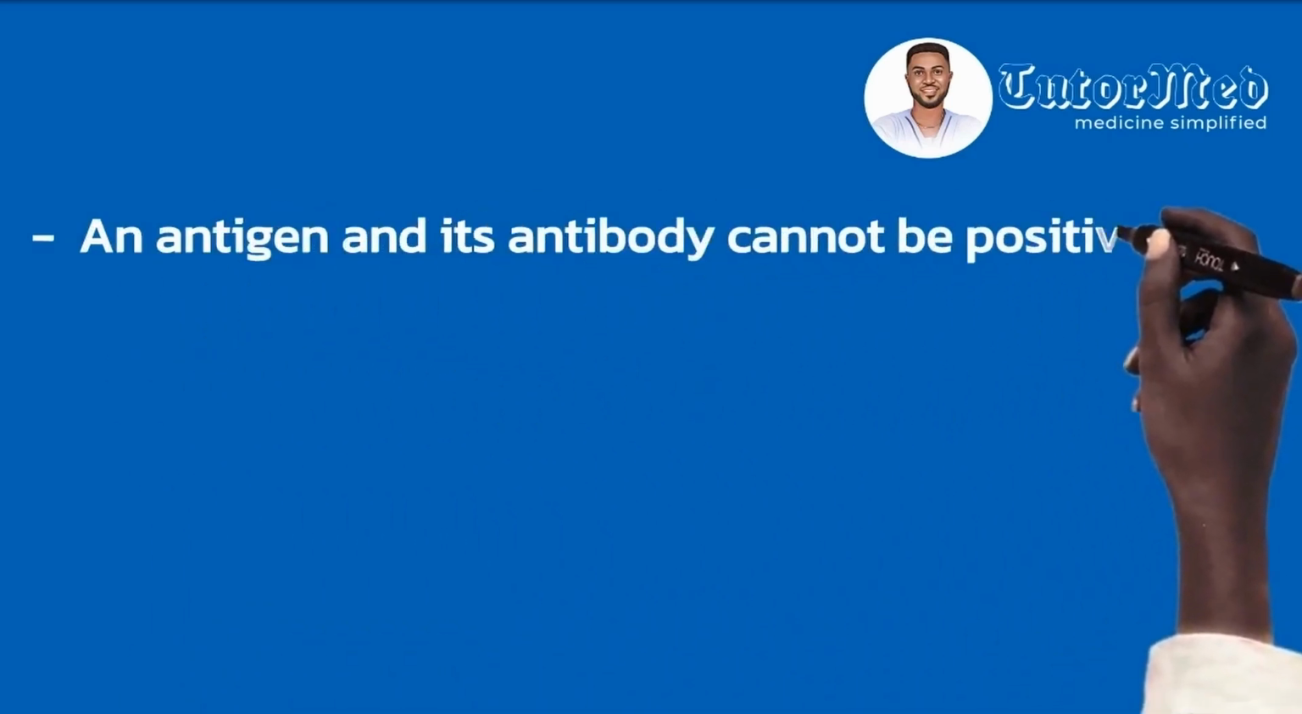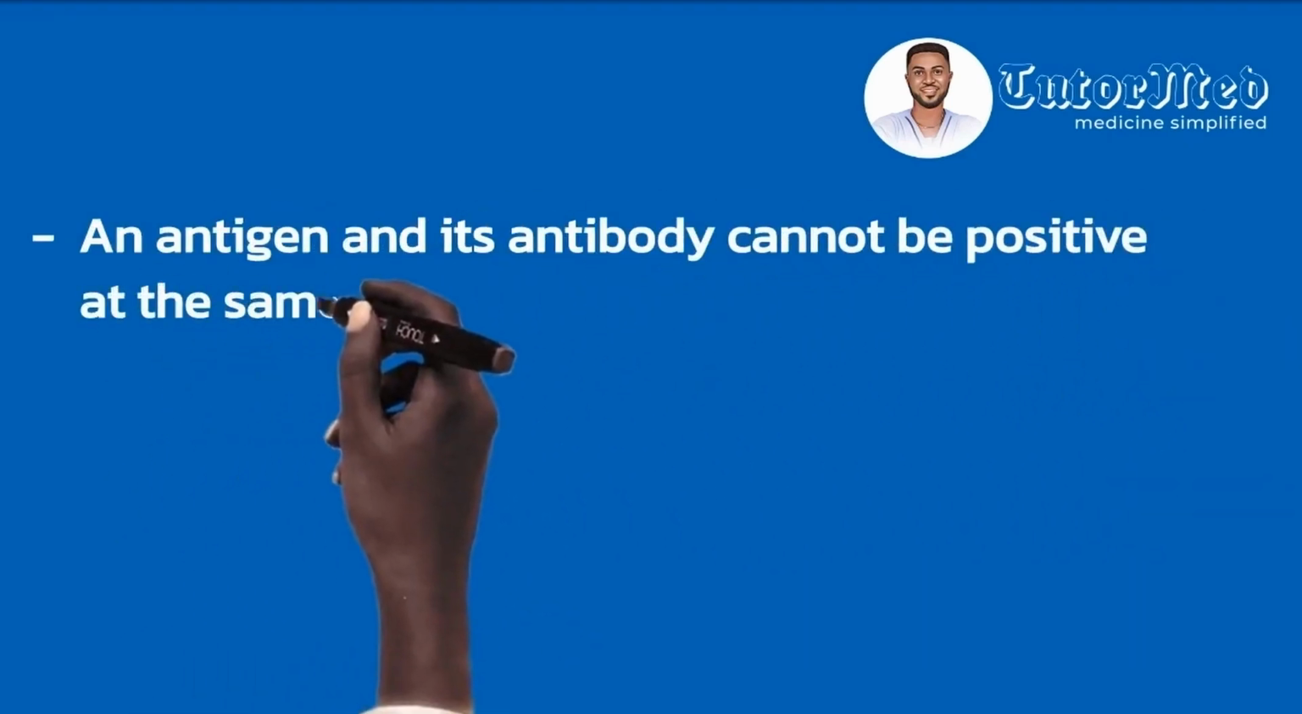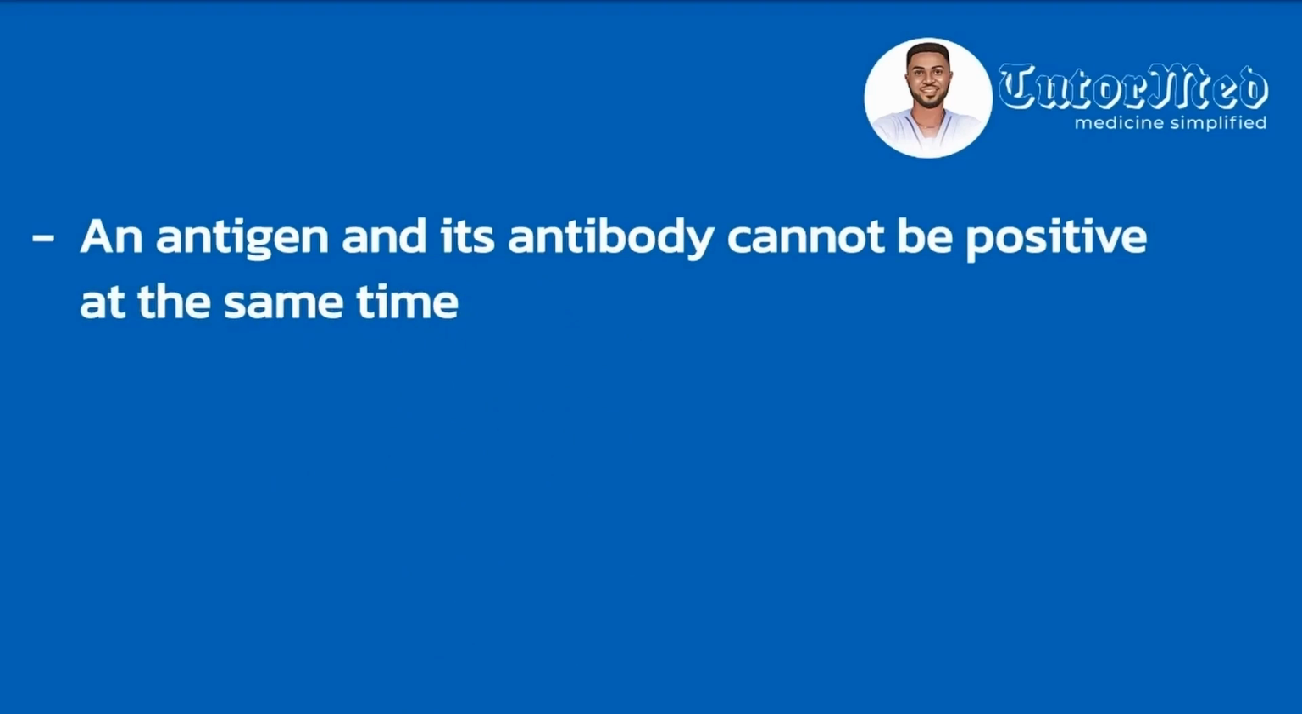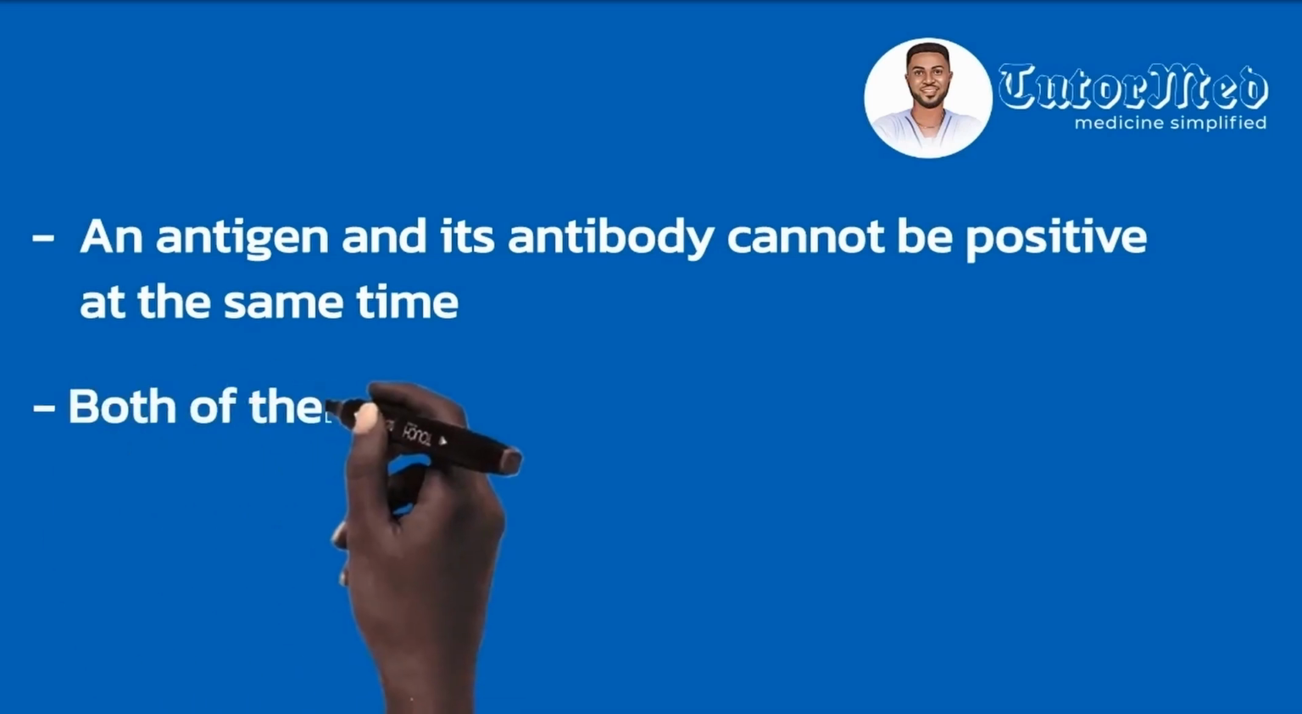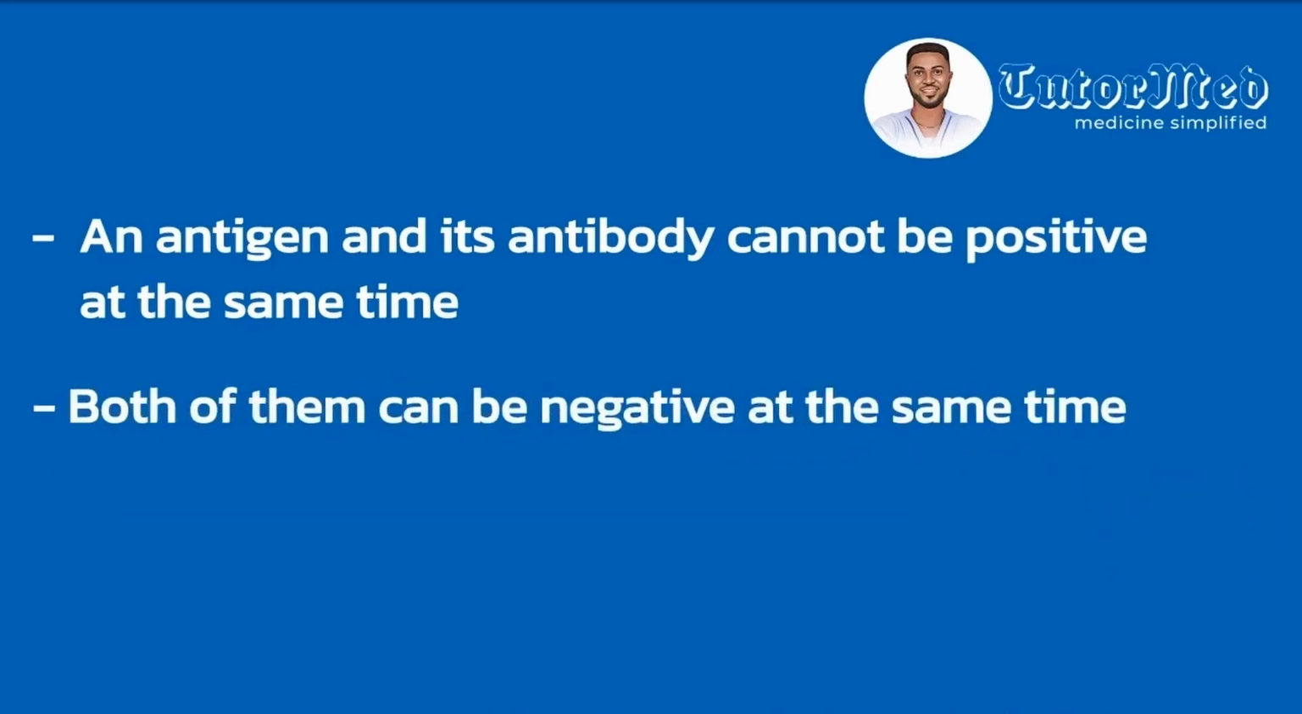Now, remember one of the principles we stated initially, that an antigen and its antibody cannot be positive at the same time? Here is the explanation. An antibody can only be positive when it has neutralized all the antigens. And so, until it is able to do so, the antigen will be the predominant molecule in the family. However, both of them can be negative at the same time.